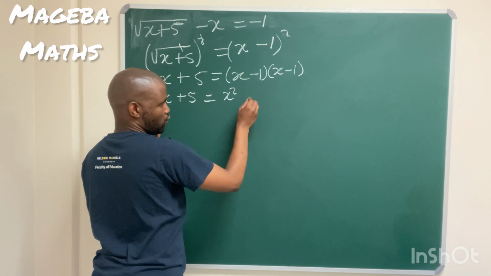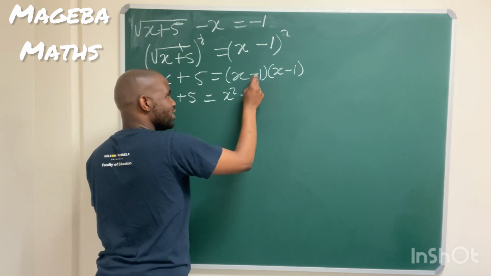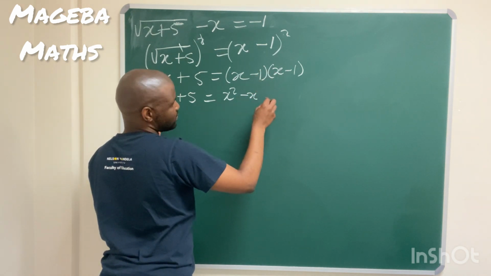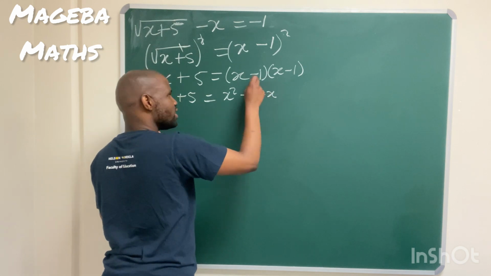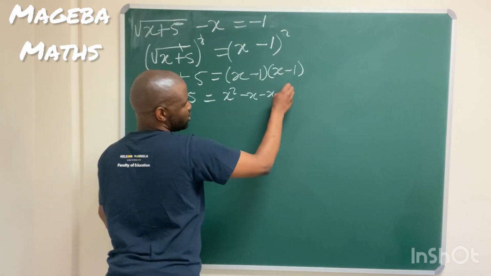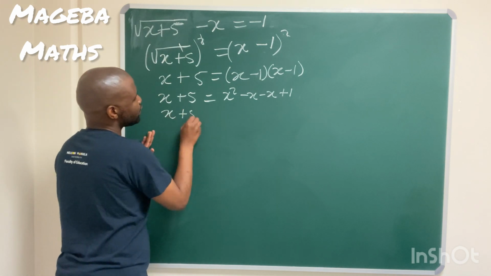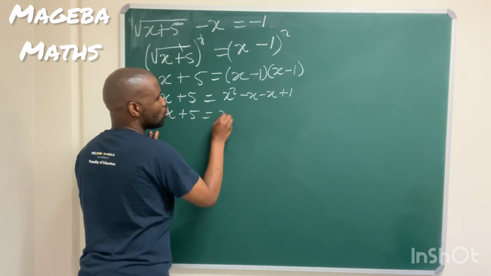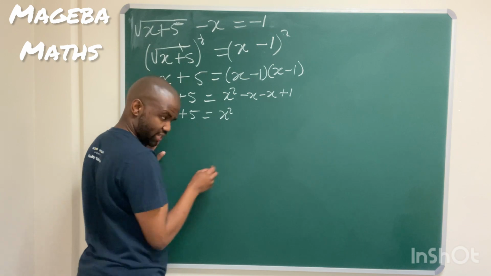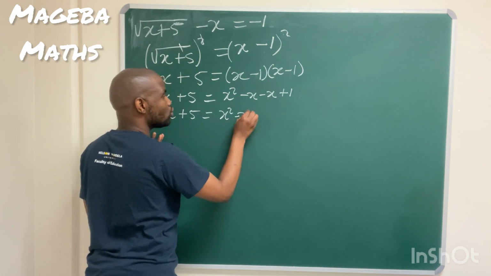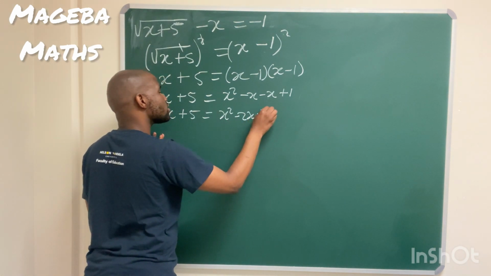x times negative 1 is negative x. Negative 1 times x is negative x. Negative 1 times negative 1 is positive 1. And then x plus 5 equals x squared, negative x and negative x is negative 2x, and then plus 1.